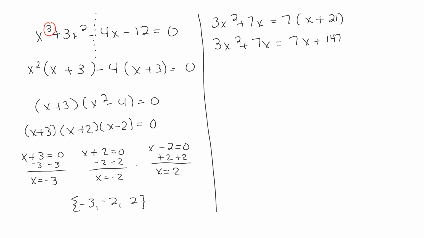Now I want to put this in standard form, and remember, you always want to put your equation in standard form in such a way that the squared term remains positive. Okay, so I'm going to subtract 7x and I'm going to subtract 147 from both sides.